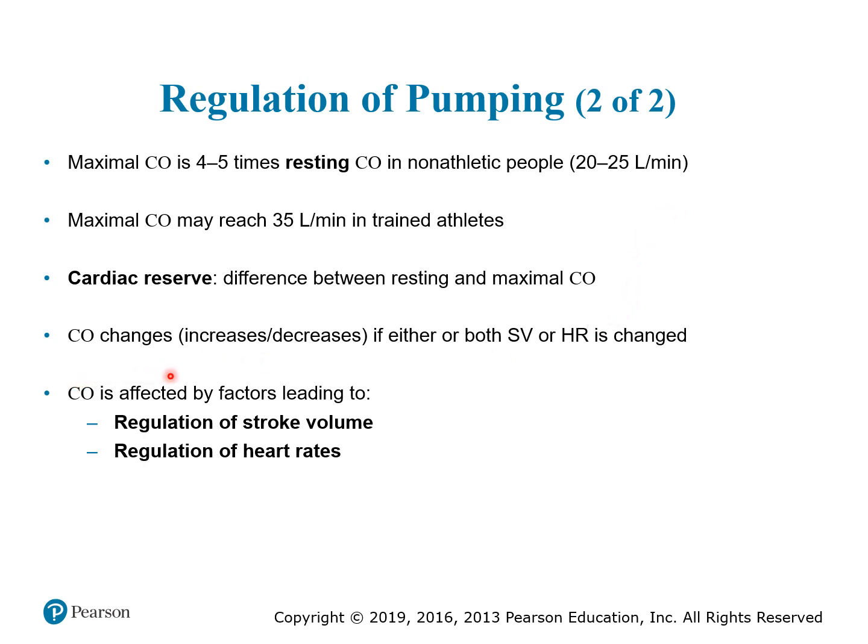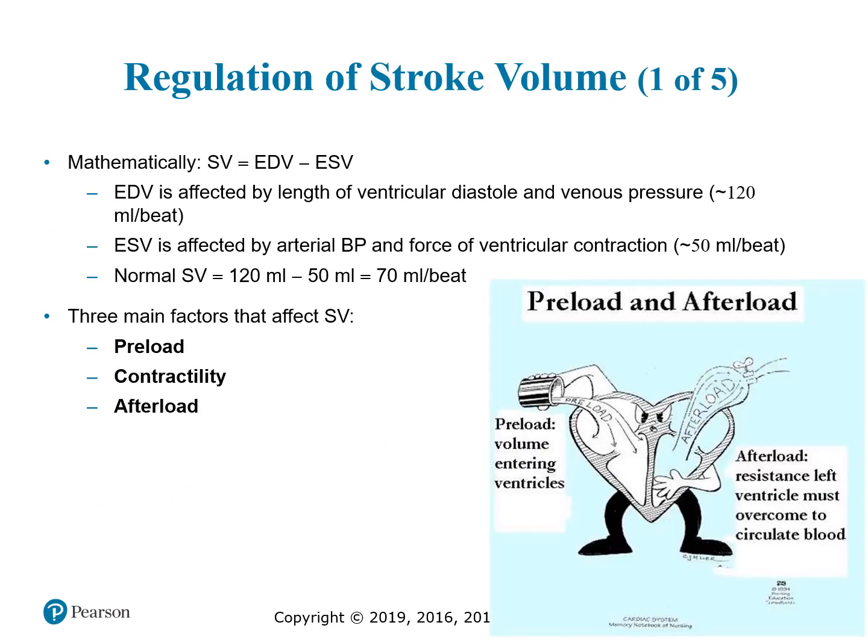Cardiac output increases or decreases if either or both stroke volume or heart rate is changed. So like I told you before, cardiac output is equal to heart rate into stroke volume. Now we can increase or decrease the cardiac output if the stroke volume increases or decreases, or the heart rate increases or decreases. So now let's go over the first factor, which is stroke volume. So how is the stroke volume regulated? Stroke volume we can calculate as end diastolic volume minus end systolic volume.